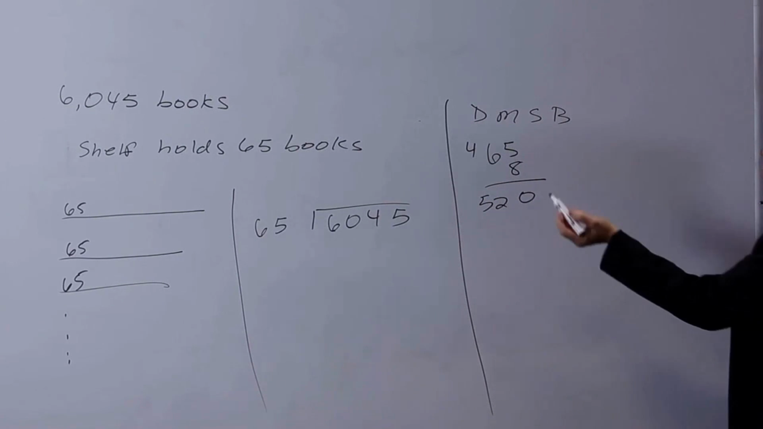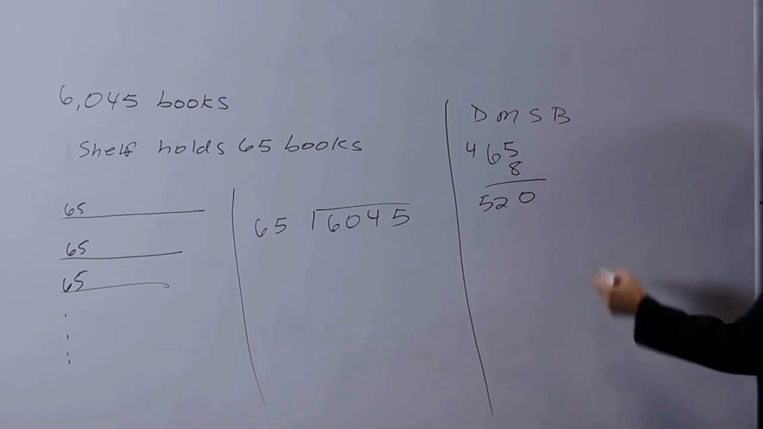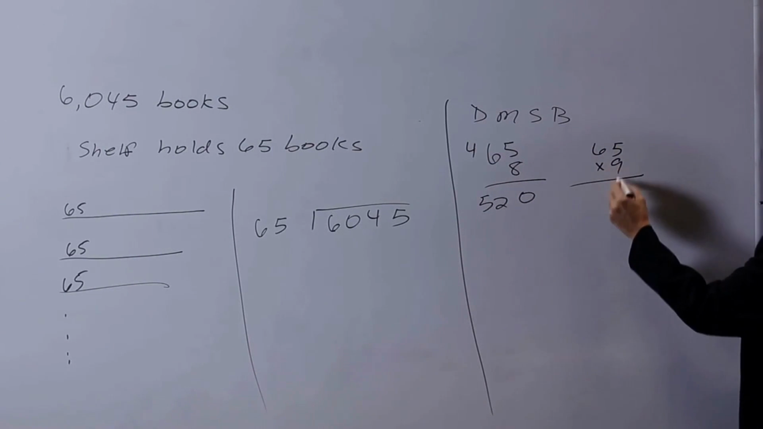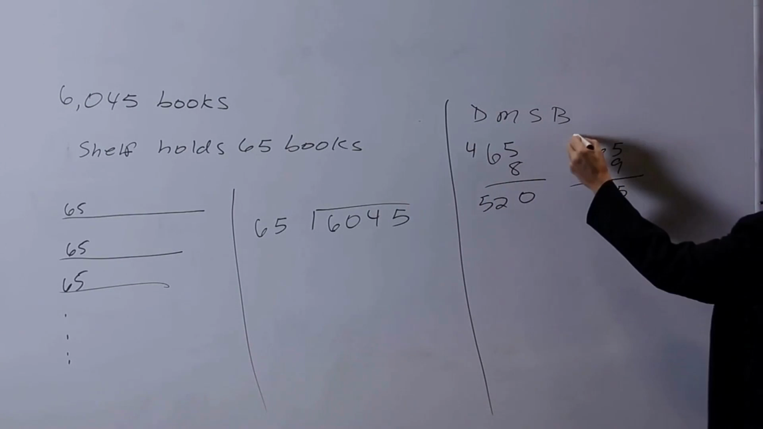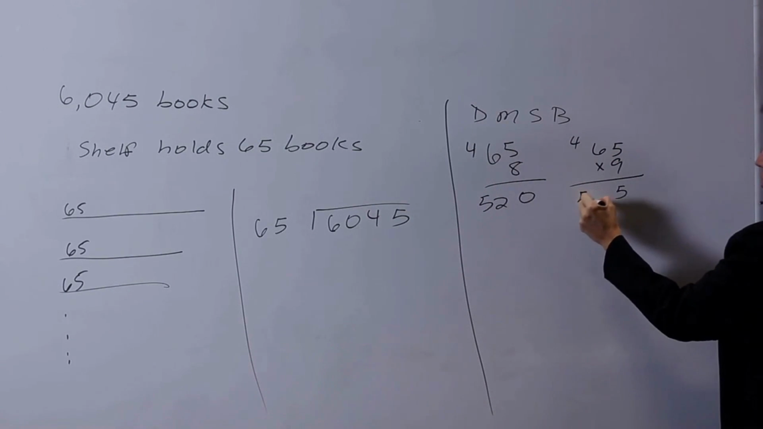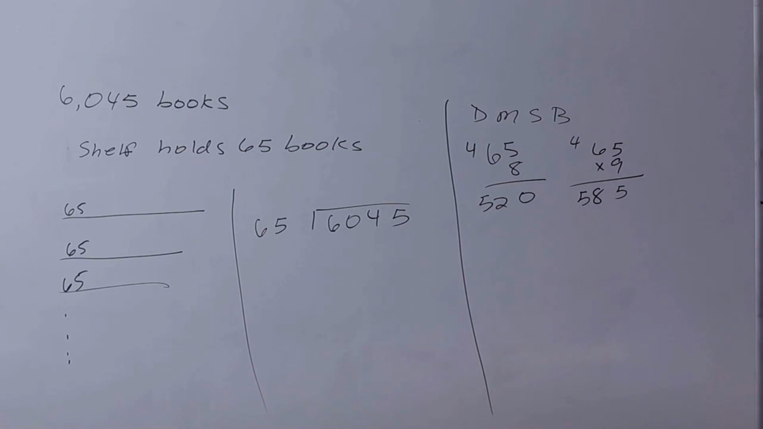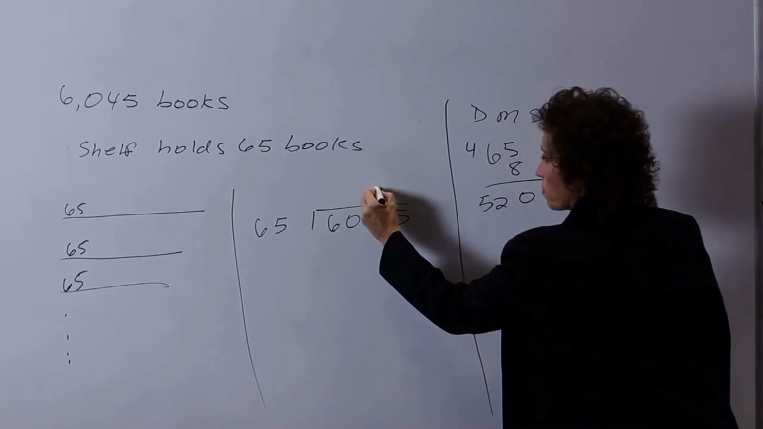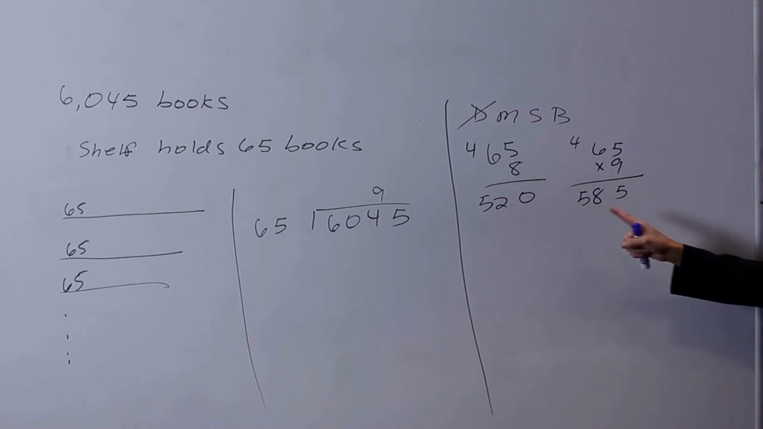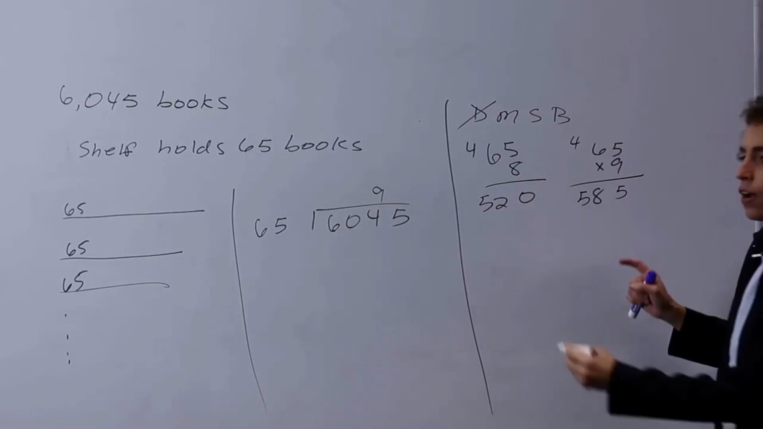So 65, by the way, I was going to do 9. I should have done 9. Okay, 65 times 9. 9 times 5 is 45. 9 times 6 is 54, plus 4 is 58. 585. So there's my division. Of course, that's also my multiplication because I know 9 times 65 is 585.